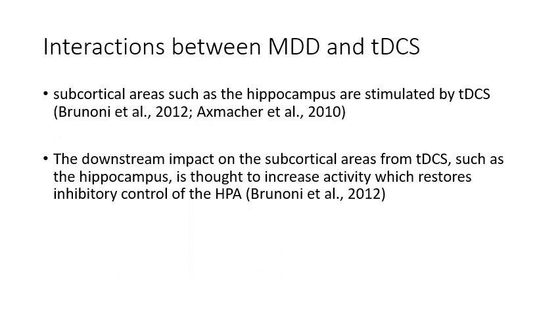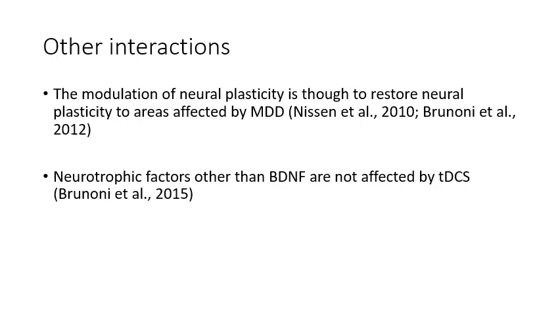So tDCS is also believed to affect subcortical areas such as the hippocampus, and these downstream effects, particularly on the hippocampus, are thought to increase activity in the hippocampus, which restores some of the inhibitory control it has over the HPA axis. Other interactions: because tDCS increases neuroplasticity, it's thought to restore the neuroplasticity in the amygdala and hippocampus. And it's also worth noting that neurotrophic factors other than BDNF are not affected by tDCS.